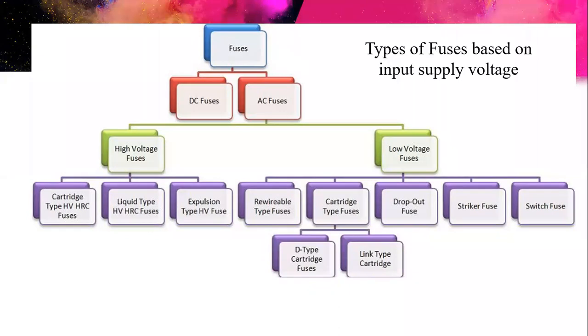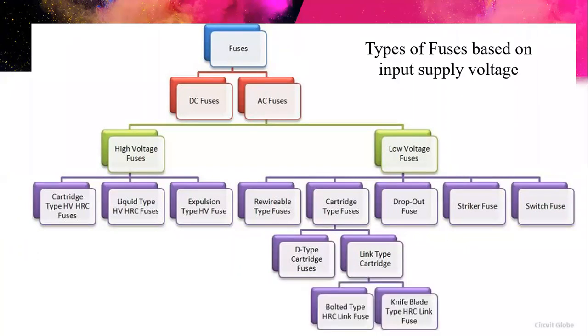Now cartridge fuses are further classified into the D-type cartridge fuse and link type fuses. That is based on how we are going to place the fuse in a circuit, depending upon whether it is a D-type or link type. The link type is further classified by whether you are going to place it with the help of bolt and nut, or we can use a knife blade by inserting the blade. So that is one example.